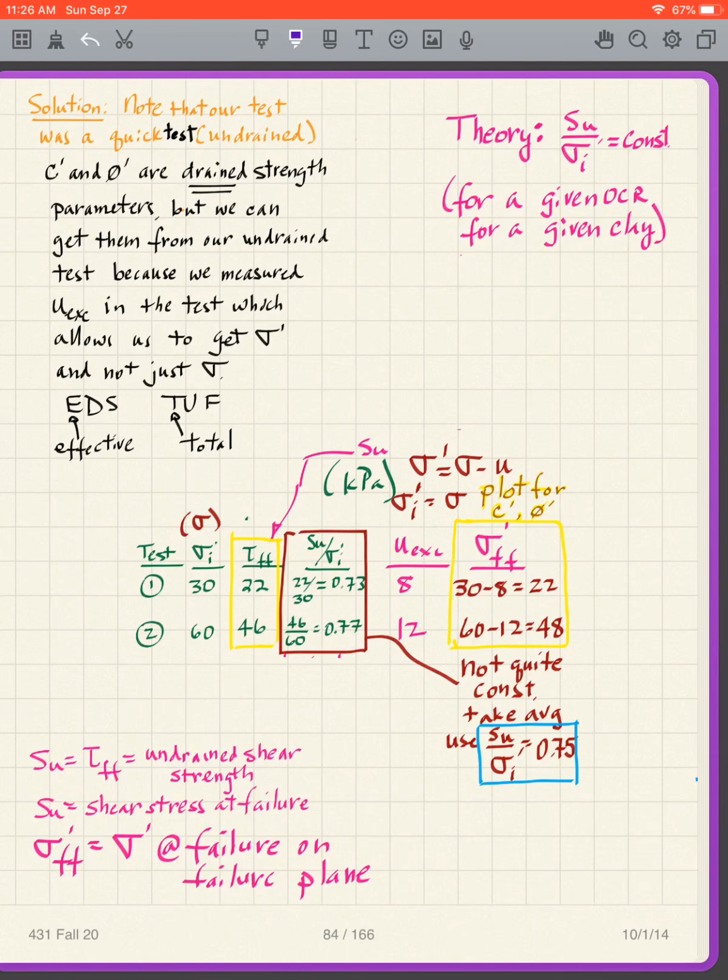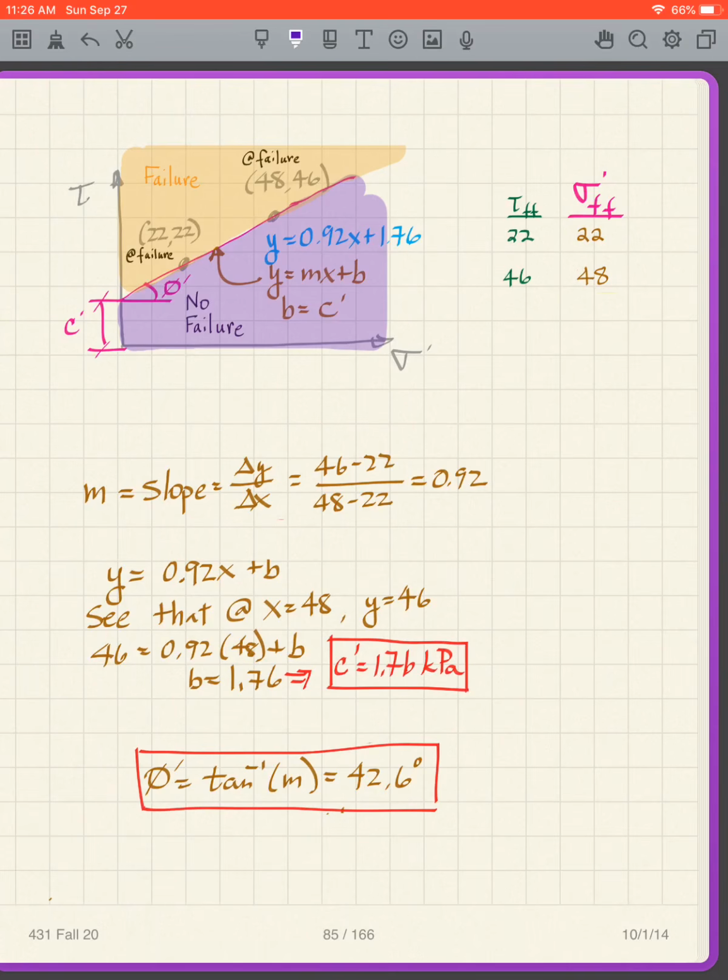So SU, undrained shear strength, is tau FF. SU is the shear stress at failure, and sigma prime FF is sigma prime on the failure plane at failure. So let's plot these two on our Mohr diagram. We plot up our sigma prime and our tau, and these are the numbers. Sigma prime is the x, tau is the y.